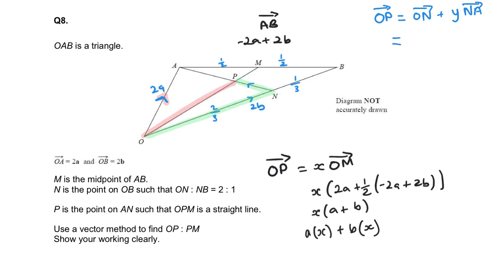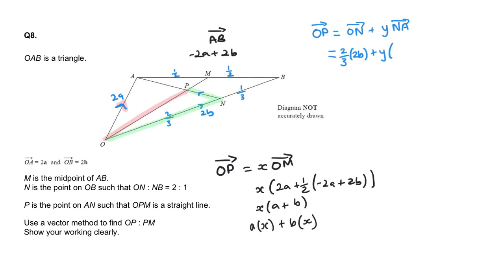So what is O to N? O to N is 2/3 of 2B plus Y lots of N to A. Now, we don't know N to A, but what we do know is I can go from N to A. So we're going to have minus 2/3 of 2B plus 2A. Okay, I now need to expand and simplify. For any reason, if you end up and these two aren't right, it's probably you've done the same way twice. It might look different, but we've actually gone two specific different ways.